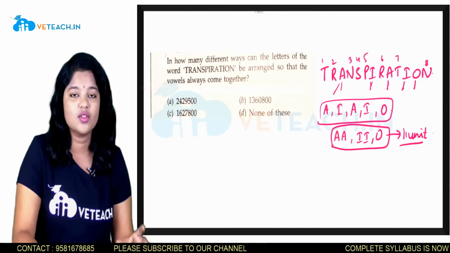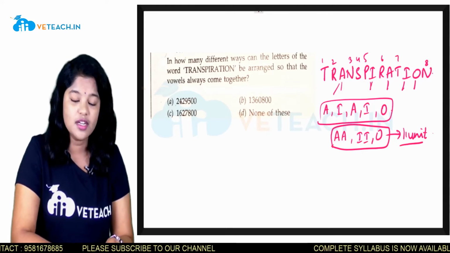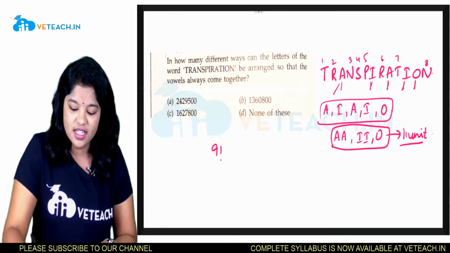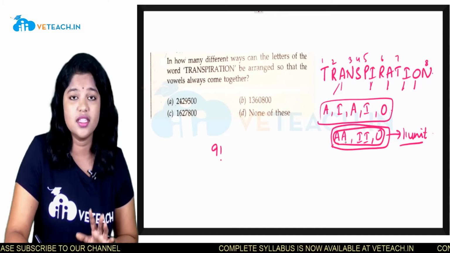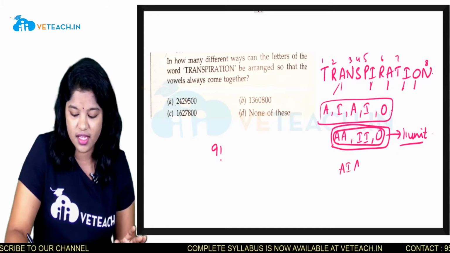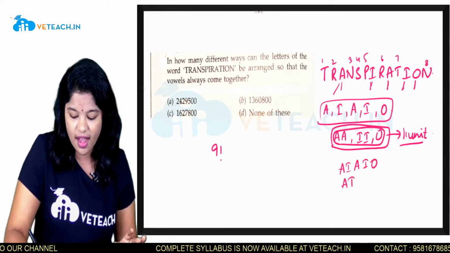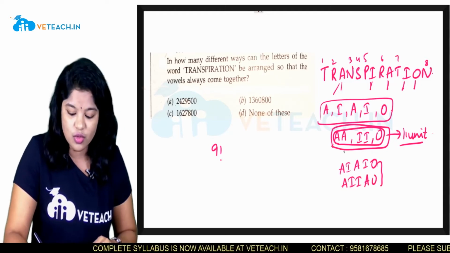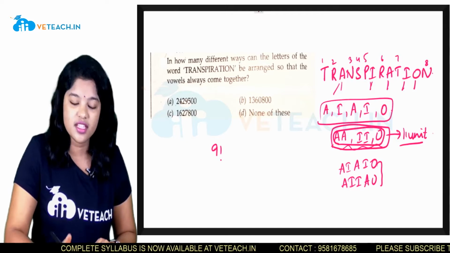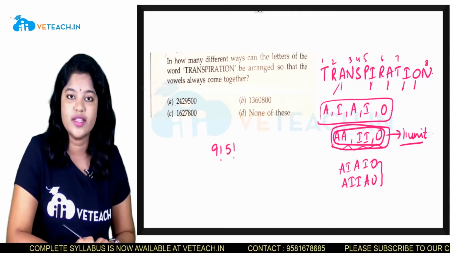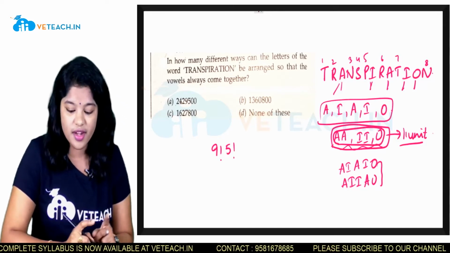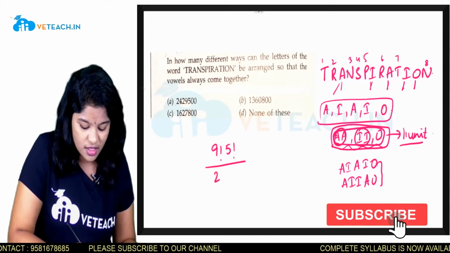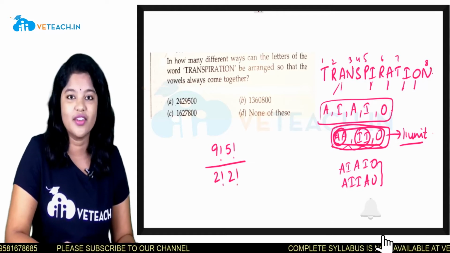So, these 9 units are arranged in 9 factorial ways. But these vowels may not be only in this order. They may be in A, I, O or A, I, A, O order. They may be permuted in many ways. Total 5 letters are there, so we can rearrange them in again 5 factorial ways. Now, we have to remember another point here, that 2 A's and 2 I's are repeating. So, divided by 2 factorial into 2 factorial.